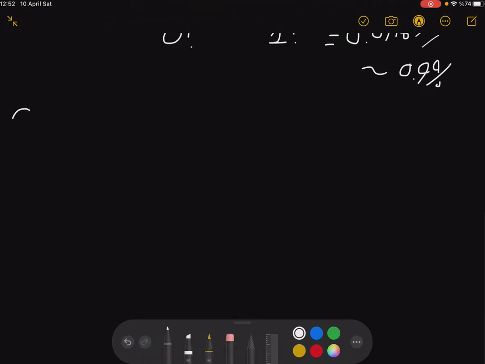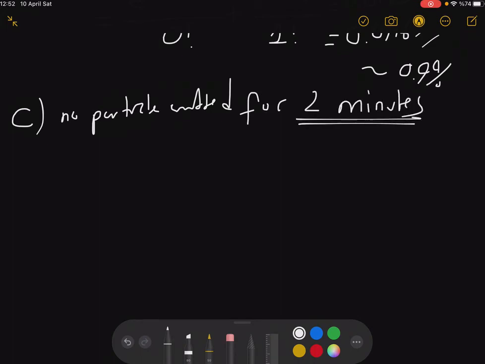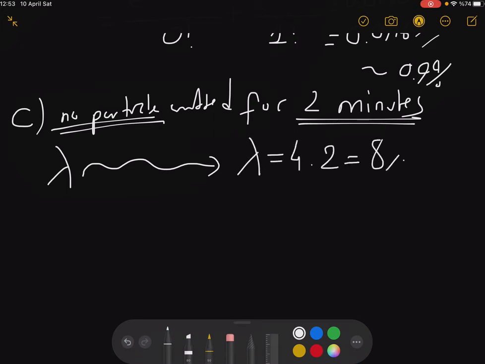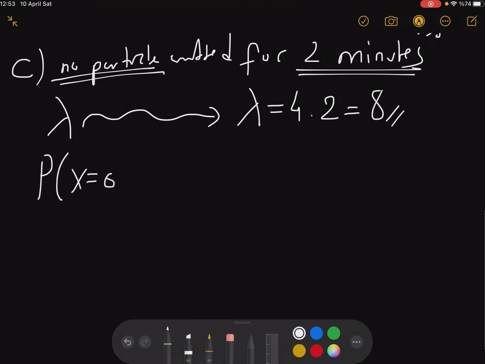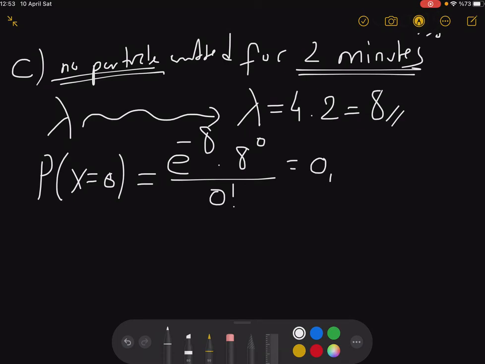And finally, the last part of the question is no particle emitted for 2 minutes. Okay. No particle for 2 minutes. Now be careful. Now your alpha becomes what? Pause the video and think about it. If you have 4 particles emitted as average, or this is expected for any given minute, for 2 minutes it will increase to 8, right? So your alpha will become 4 times 2, which would be 8 now. And what you're curious about is probability of x equals 0. In this condition, be careful. Now your lambda becomes 8, e to the power minus 8 times 8 to the power 0 over 0 factorial, and it is really a low probability this time, right? It's even less than this.